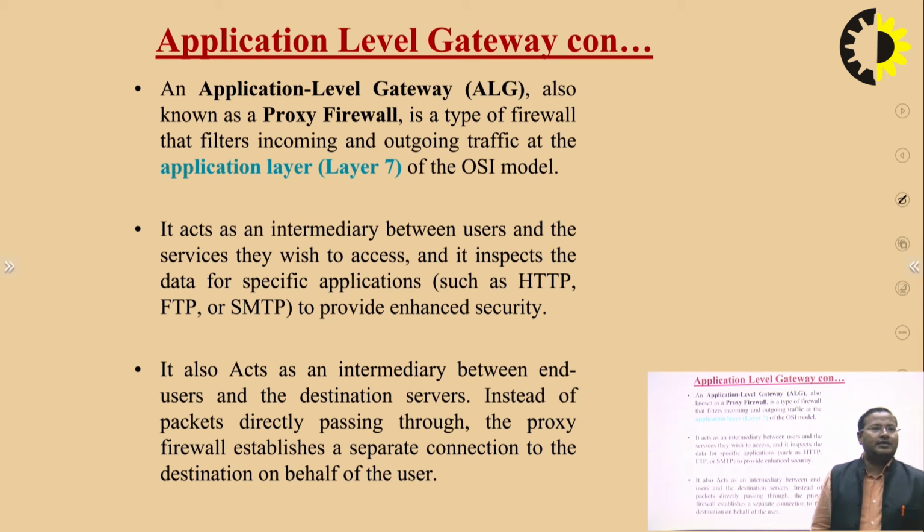An application level gateway, in short known as the ALG, also known as the proxy firewall, is a type of firewall that filters incoming and outgoing traffic at the application layer. Application layer, that is layer 7 of the OSI model. It acts as an intermediary between the user and the services they wish to access, and it inspects the data for specific applications such as HTTP, FTP or SMTP to provide enhanced security.